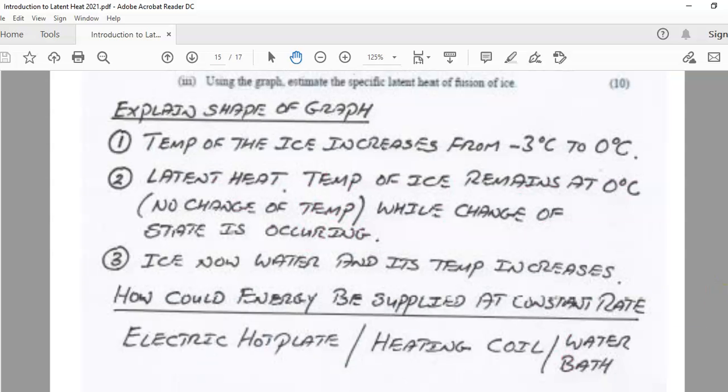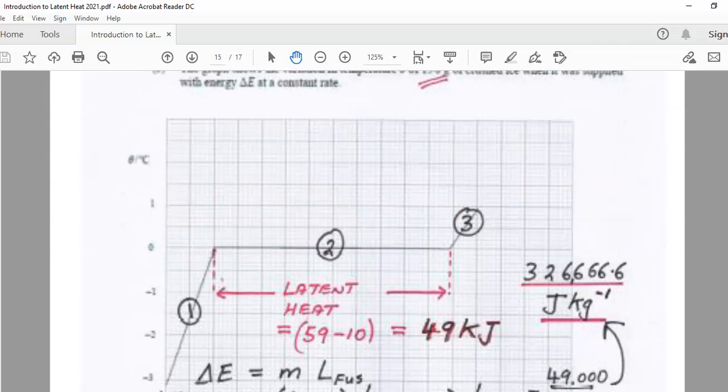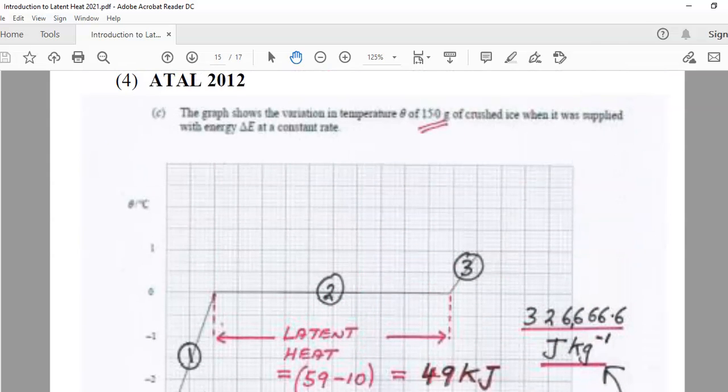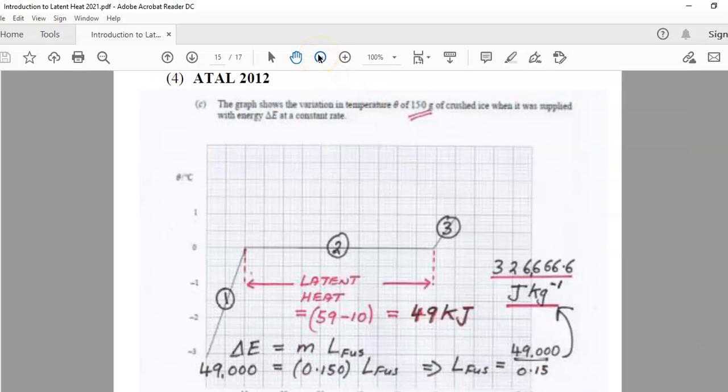Now, the last two questions are much more interesting. This question, and I appreciate the scanning didn't work too well here, came up in the Leaving Cert in 2012. It was a half question. The graph shows the variation in the temperature, theta, of 150 grams of crushed ice when it was supplied with energy at a constant rate.